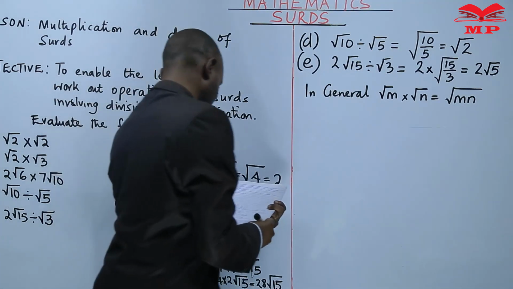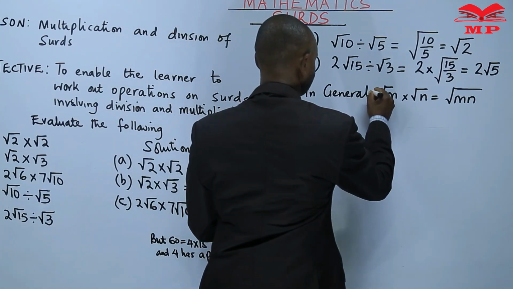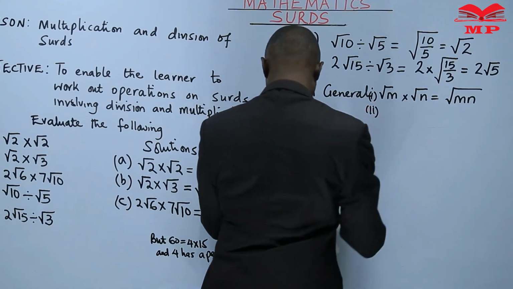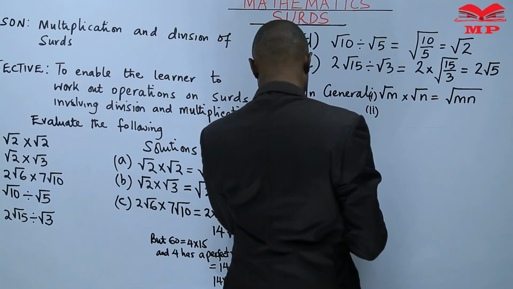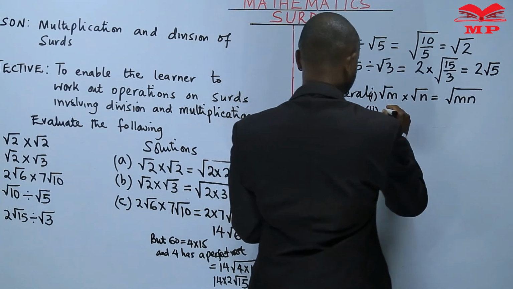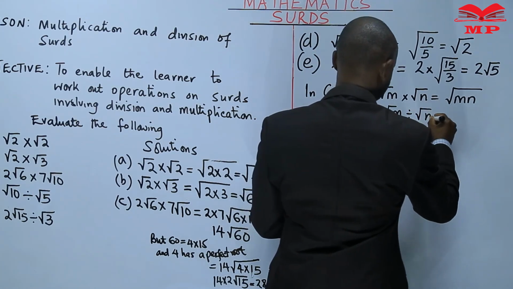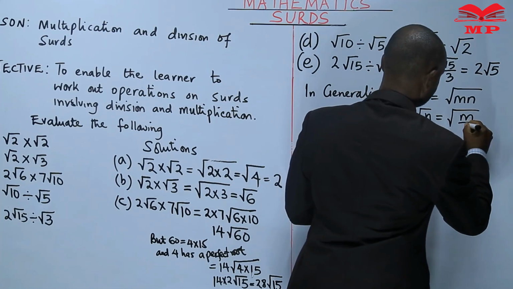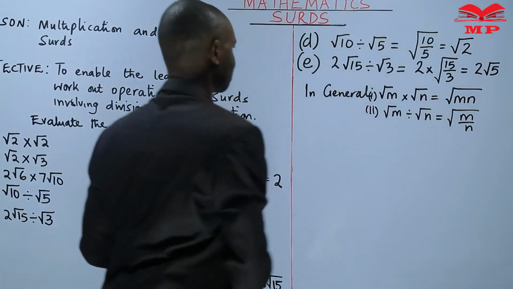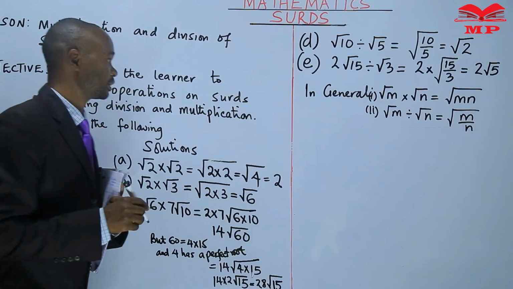And when you have division, square root of m divided by square root of n is the same as having one root sign with m over n. That is what we get when we have those operations on multiplication and division.